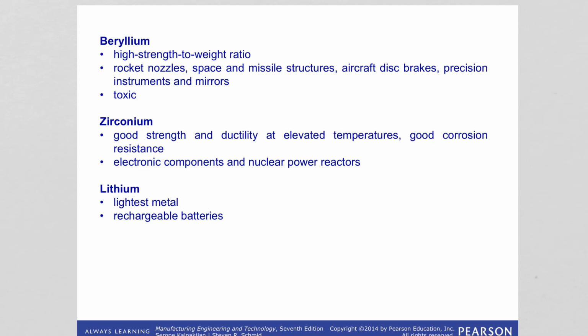So zirconium. Zirconium has good strength, ductility at elevated temperatures, and good corrosion resistance because of the formation of the oxide film on it. The oxide film protects against further corrosion, just like aluminum, which forms aluminum oxide on top. So zirconium is used in electronic components and in nuclear reactors, because of its low neutron absorption.